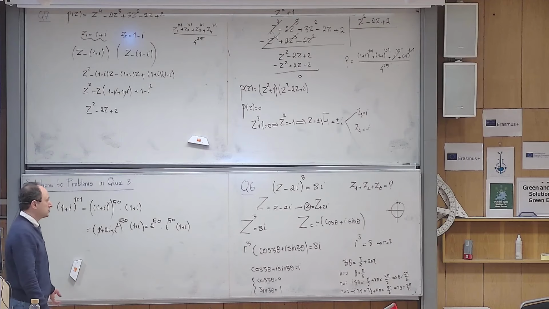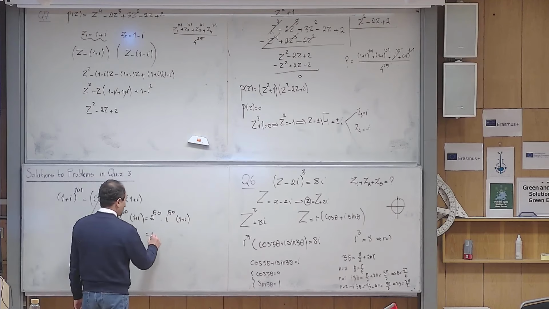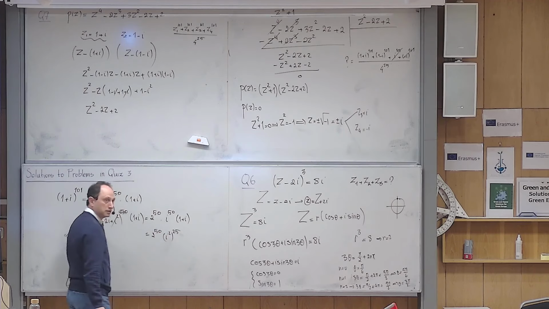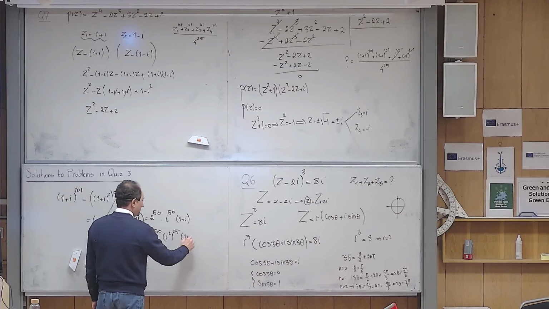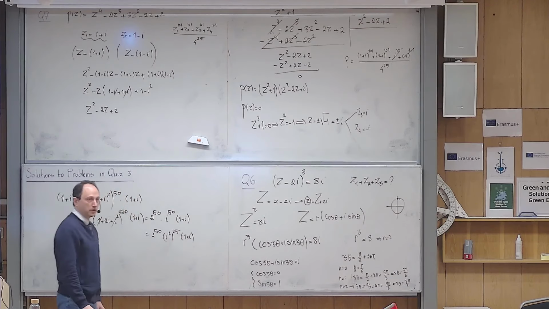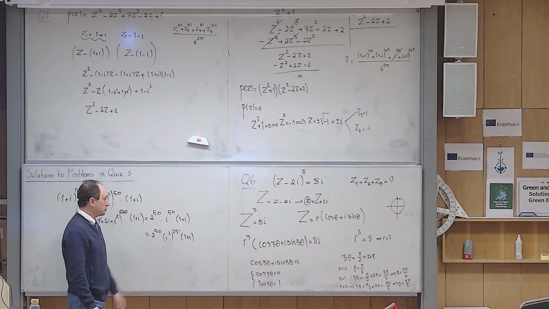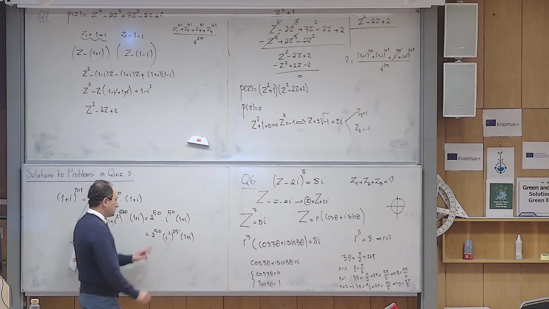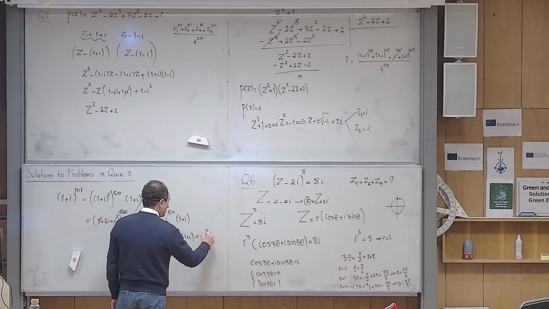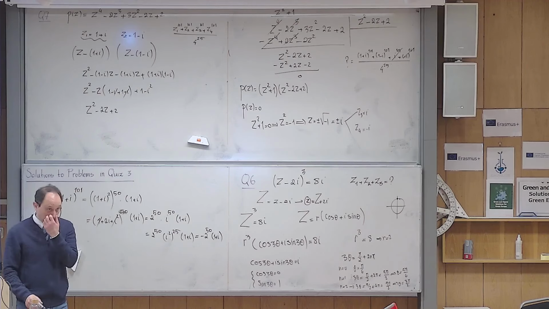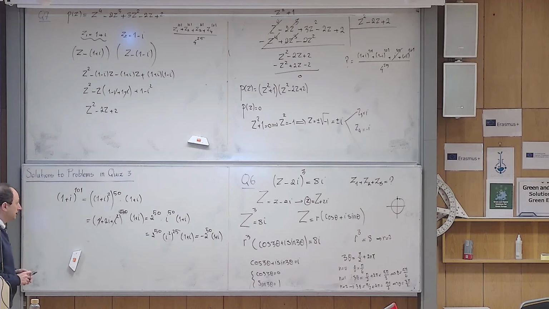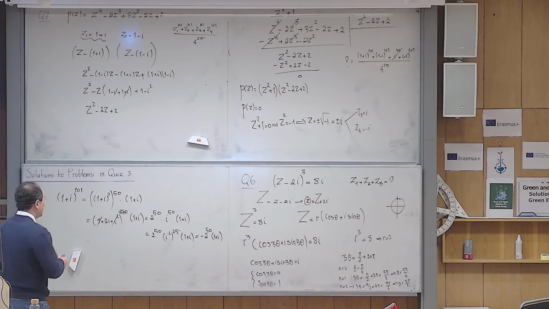But now what is i to power 50? It is 2 to the power 50, i to power 2 to power 25, then times 1 plus i. But i squared is minus 1. Minus 1 to the power of 25 is still minus 1. So it becomes minus 2 to power 50, 1 plus i. Yes?